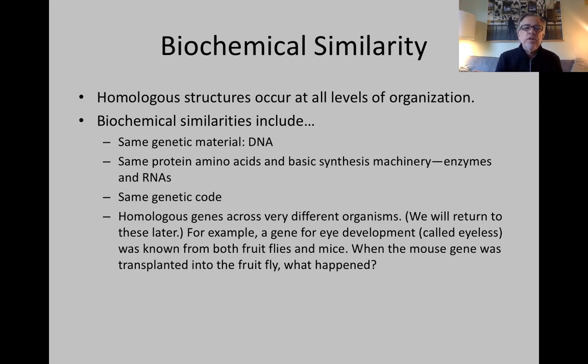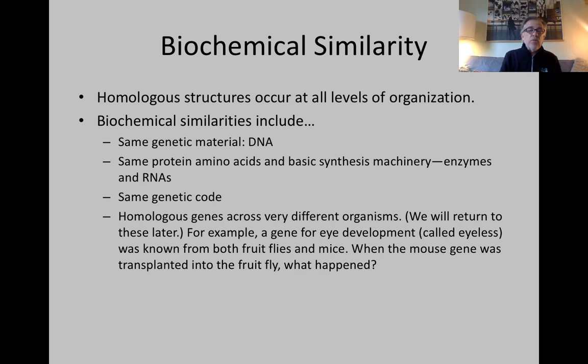And we're going to return to this more and more later on, but here's just one example. There's a gene for eye development called iris, and it is known from both fruit flies and mice. When it's mutated in both fruit flies and mice, eyes do not form. So some researchers took the mouse gene, clipped it out of a mouse cell, and put it into a fruit fly embryo. And what do you think happened?